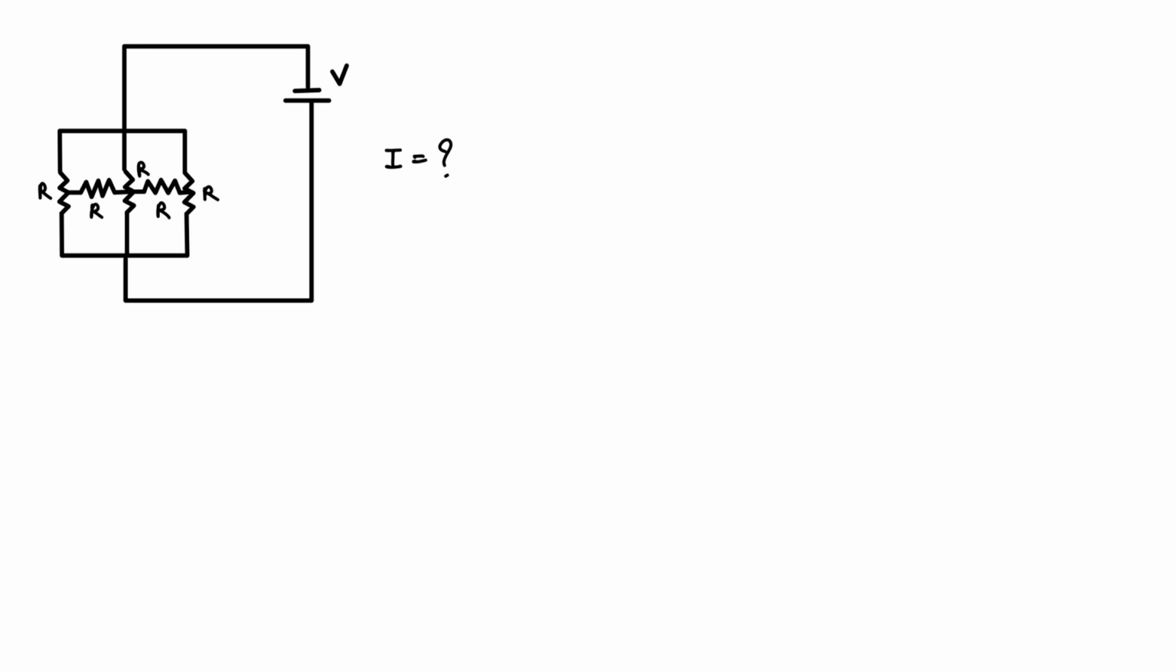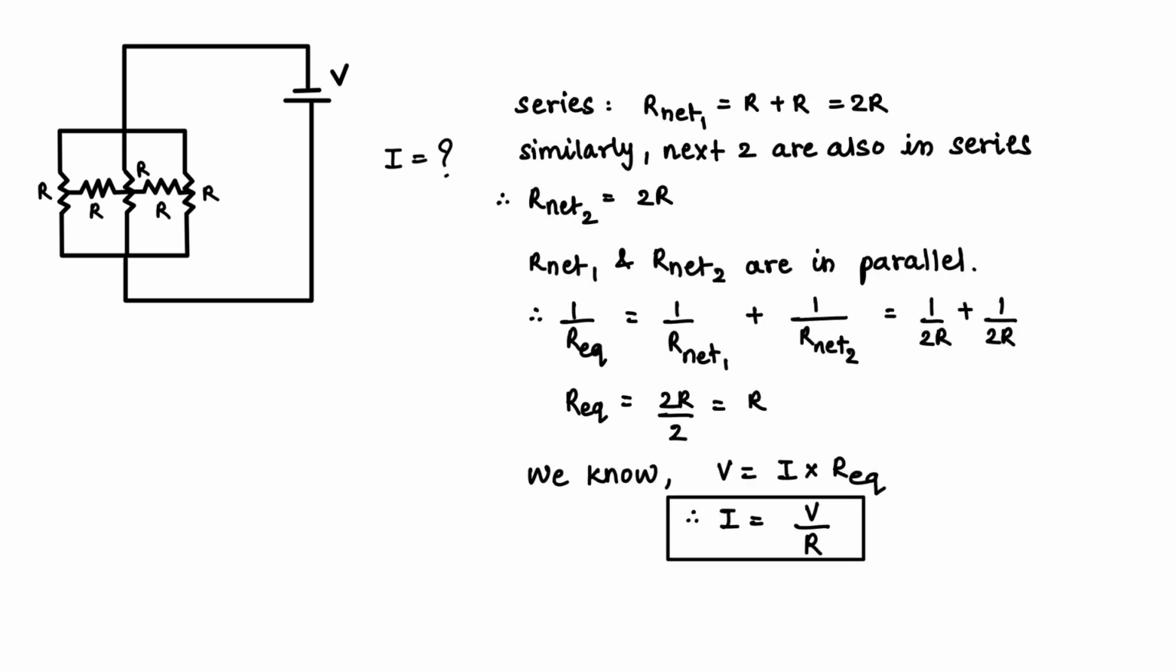Here the first question is in the form of a circuit diagram and we are supposed to find the current flowing through the circuit. Here is the solution. We can see that the first two resistors are in series, so their net resistance is R plus R. Since the value of both these resistances is the same, that is 2R. Similarly, the next two are also in series, so we will name the net value as R net 2, which is also equal to R plus R, that is 2R. Now, R net 1 and R net 2 are in parallel.